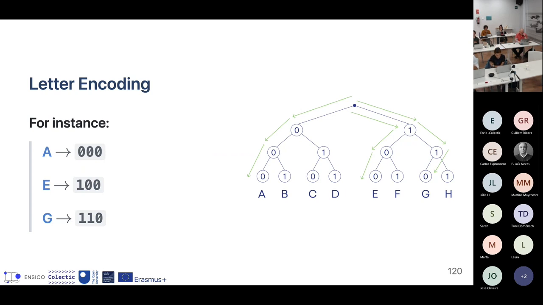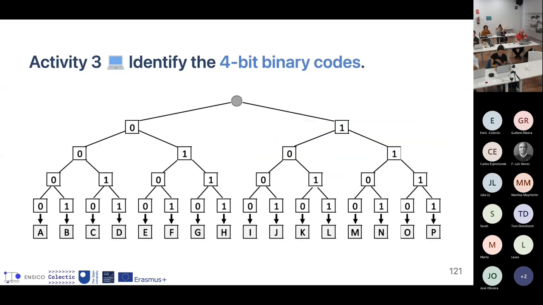However, we need more bits. Each zone of our QR code has 4 bits. So we are going to be able to represent 16 letters if we add another level to our tree. Okay. So now we have a bigger binary tree. And it's called a binary tree because each branch is divided into at most 2 other branches.